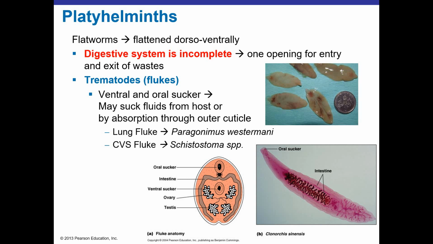These flatworms are flattened dorsoventrally, and again, they look like little flattened leaves. In the picture, you see a trematode, a fluke, next to a little coin. They have a ventral and an oral sucker so that they literally are just going to hold on and suck fluids from their host, but they can also take in nutrients by absorption through their cuticle.